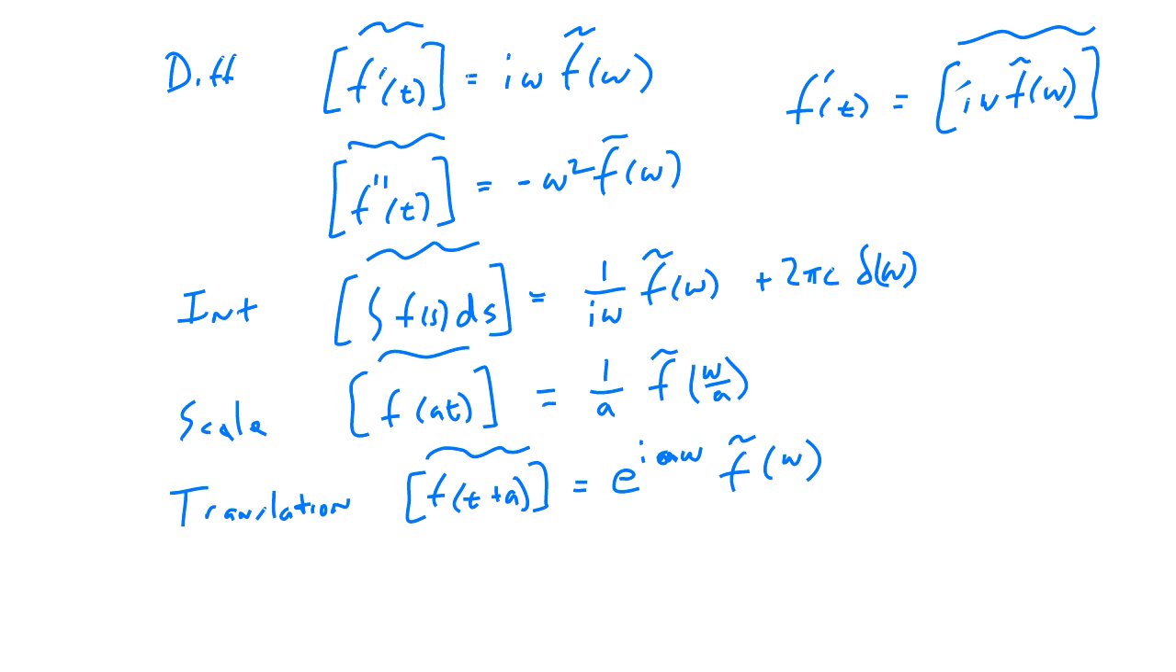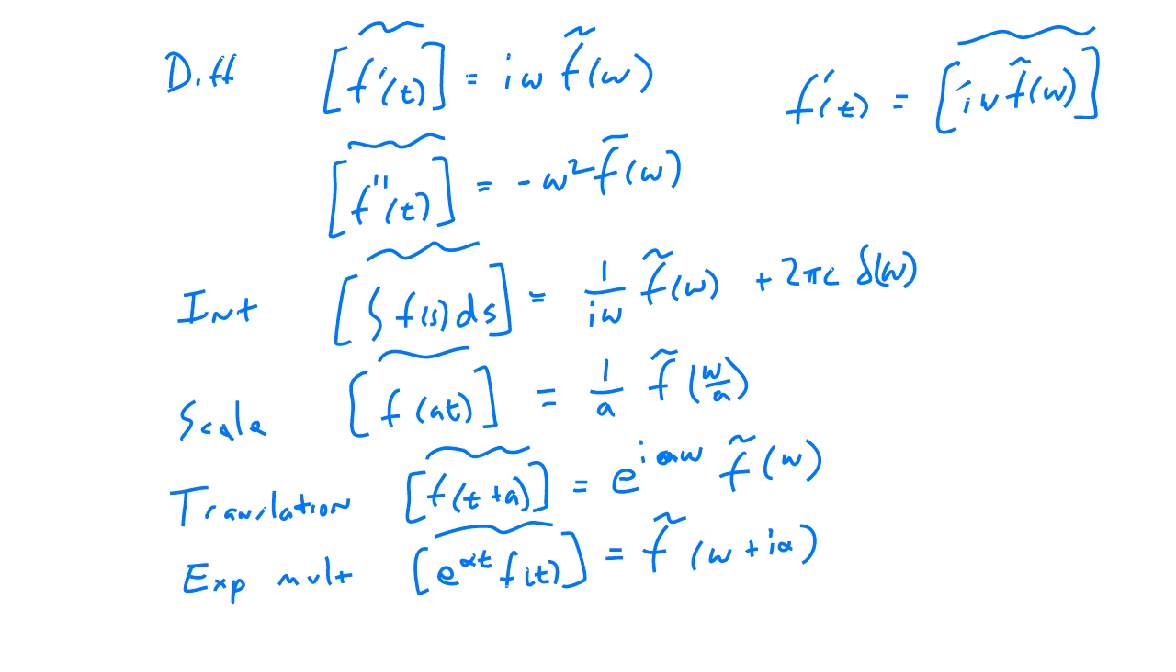And then, of course, there's exponential multiplication, where we might take the Fourier transform of e to the alpha t times f(t), and that will come out as just the Fourier transform at omega plus i alpha. In other words, it's like we shifted the Fourier transform itself. So these are all just very useful things that we can do.